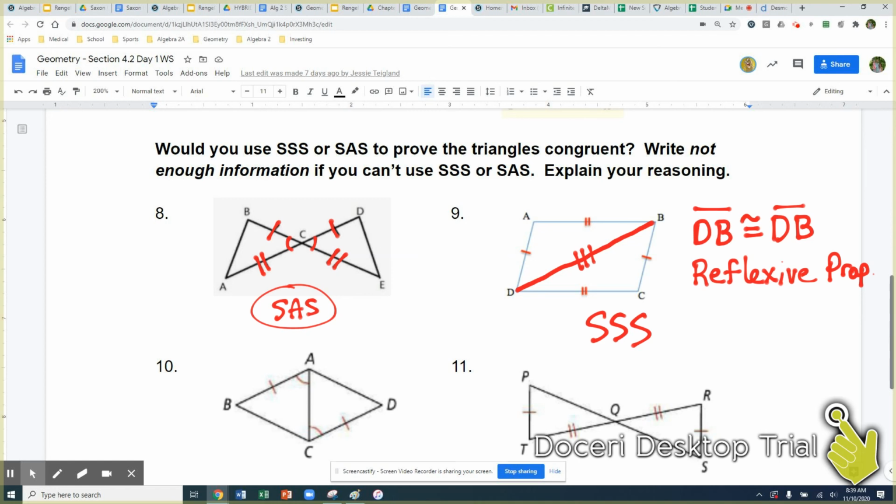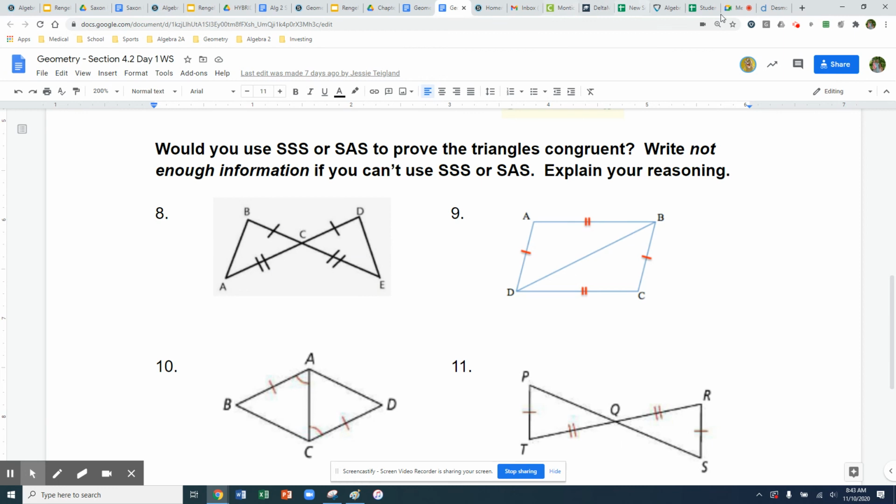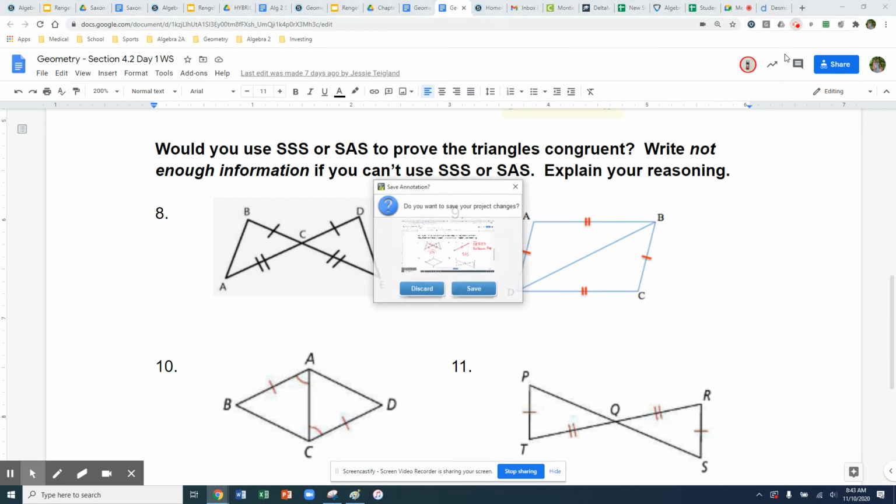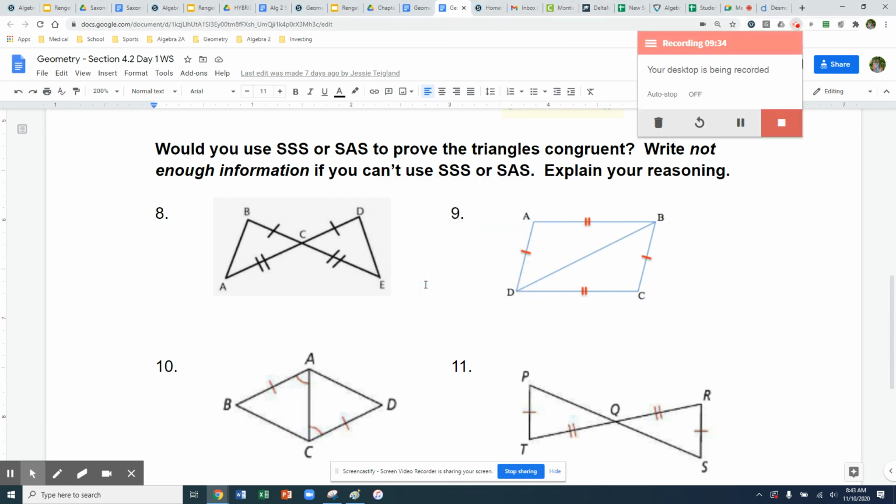All right, so I will come around and help out with 4.1 and 4.2. So you got about 10 minutes. Hopefully you should be able to finish 4.2. But to stay on pace, we should be on 4.2 day 1. Tomorrow, 4.2 day 2.